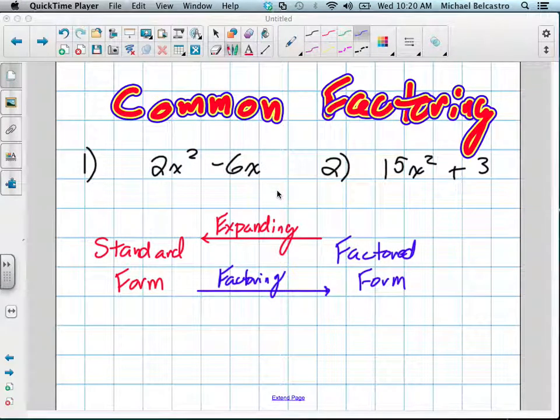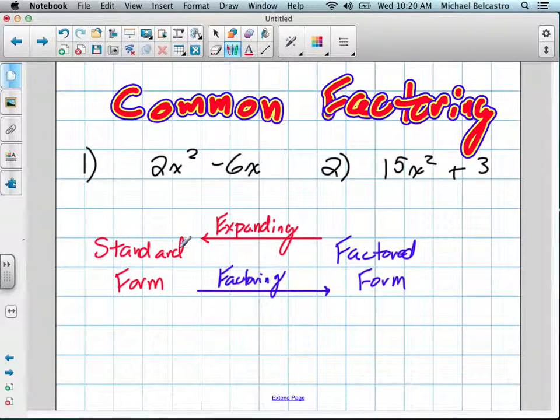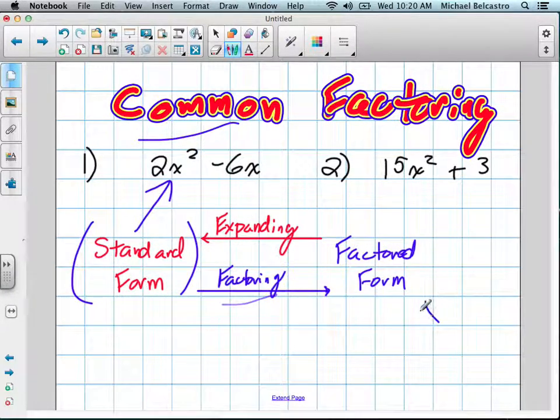We're going to go over common factoring today. What we're going to do is essentially move between two different forms of quadratic equations. When we change something by factoring it, in this case common factoring, all we're doing is moving from standard form, which is what we have above, to factored form.